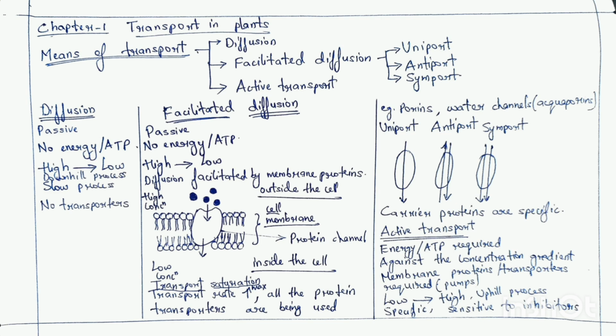And this transport requires membrane proteins or transporters, which act as pumps. These pumps transport molecules from the low concentration region to the high concentration region, utilizing energy or ATP. These pumps are specific to the molecules they carry, and they are sensitive to inhibitors. So these were the three main types of transport through which the molecules are transported from one region to another region in a plant body.